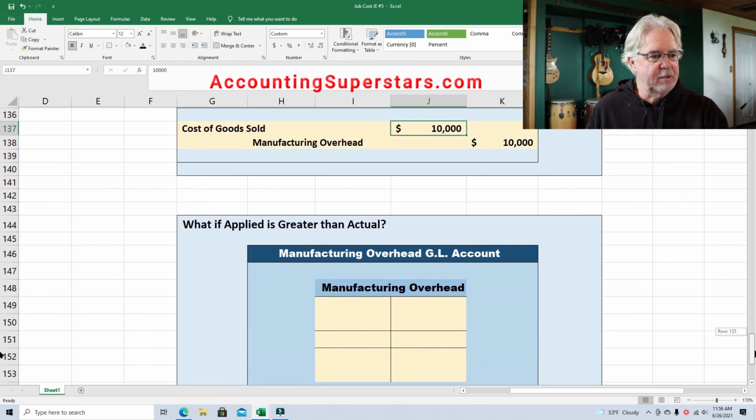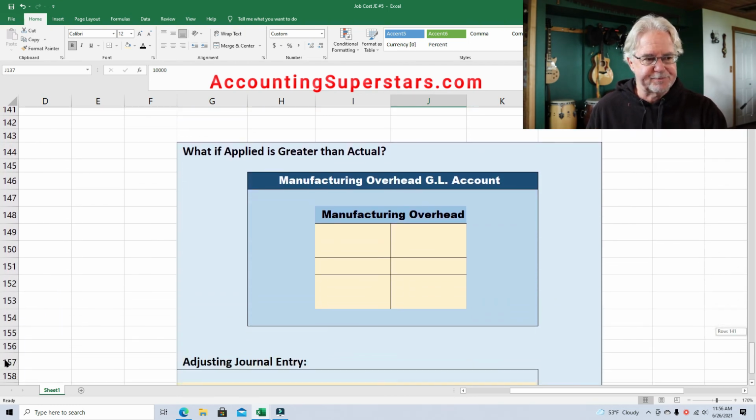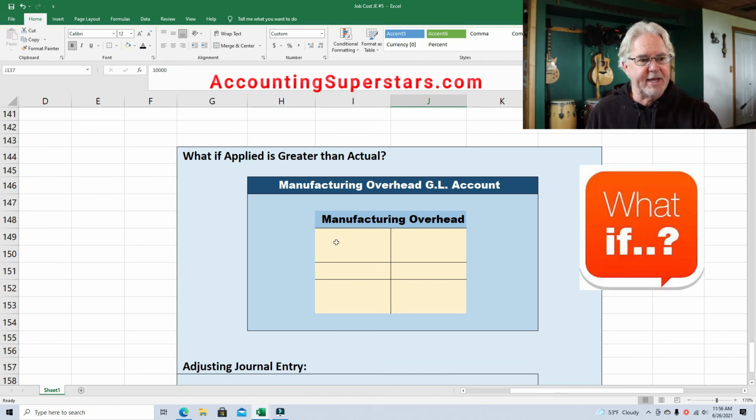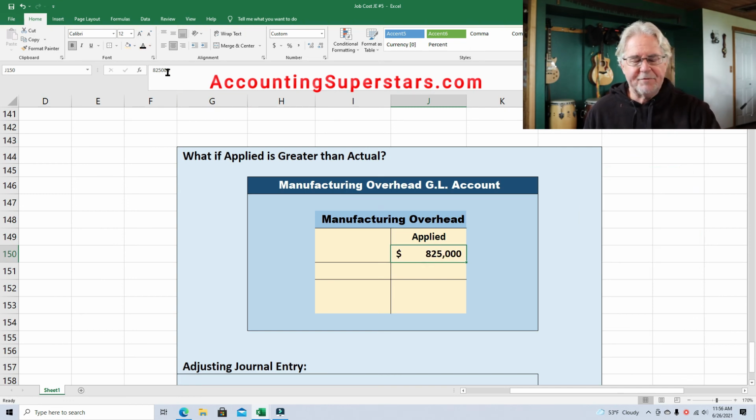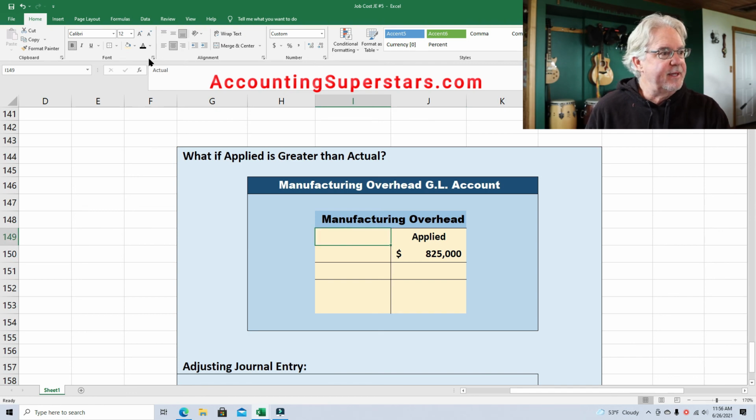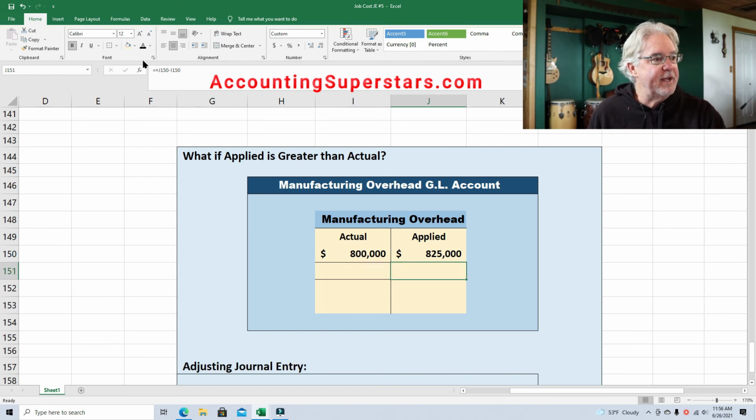Now, what if the opposite happens? What if applied is greater than actual? This is a different example. What if the applied was $825,000? We look at the actual and say, okay, actual, what are you? You were $800,000. So we over-applied by $25,000. Still, we were close, but we're off a little bit. And right now, manufacturing overhead has a credit balance of $25,000.